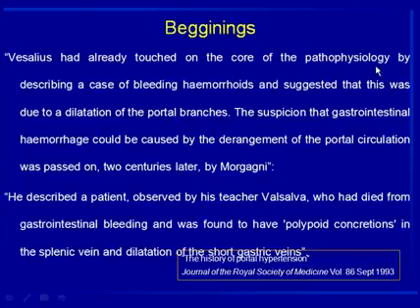Vesalius had already touched on the core of the pathophysiology by describing a case of bleeding hemorrhoids and suggested that this was due to a dilation of the portal branches. The suspicion that gastrointestinal hemorrhage could be caused by derangement of the portal circulation was passed on two centuries later by Morgagni. He described a patient observed by his teacher Valsalva, who had died from gastrointestinal bleeding and was found to have polypoid concretions in the splenic vein and dilation of the short gastric veins.